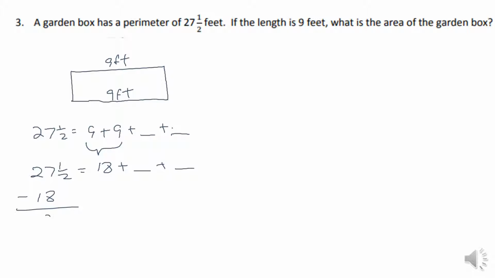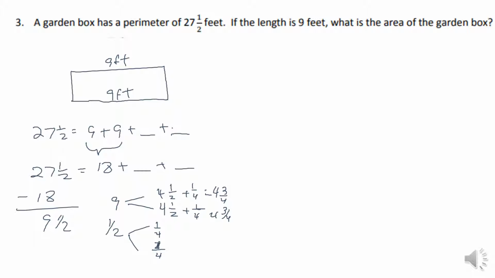So if I take 27 1/2 and subtract 18 from it, I'm going to end up with 9 1/2. Now in order to split up 9 1/2 between 2 sides, I like to think of it this way, because 4 plus 4 is 8, and I got 1 whole left over, so I can split that into halves. Now the half I can split into 2 quarters. So when I add the quarter to each side, I end up with 4 3/4. So I know these sides now are 4 3/4.